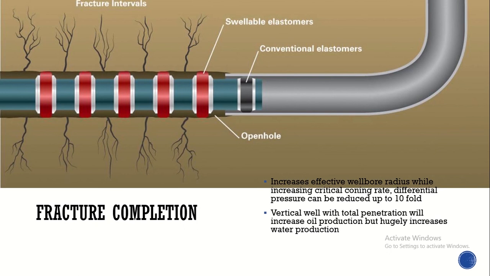I'm going to explain about fracture completions. First, the fracture completion is the increased effective wellbore radius while increasing critical coning rates, and differential pressure can be reduced up to 10-fold. A vertical well with total penetrations will increase oil production, but hugely increases water production.